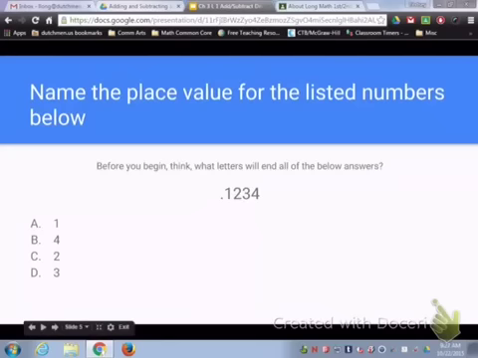Now let's do the same thing with the number 1,234 10,000ths. So what would all of these end with, since it's behind the decimal? Take a couple minutes and then go through and write the place values in your notes.